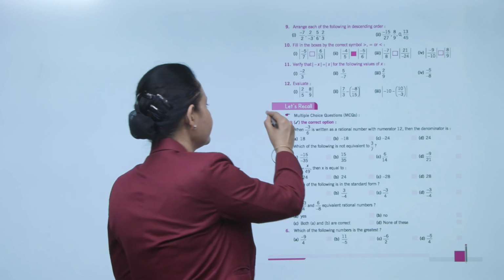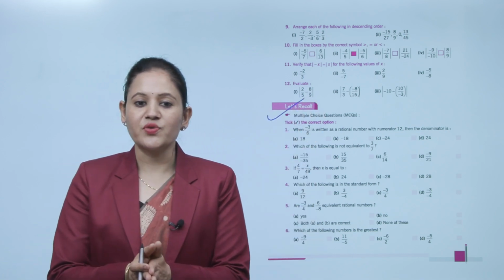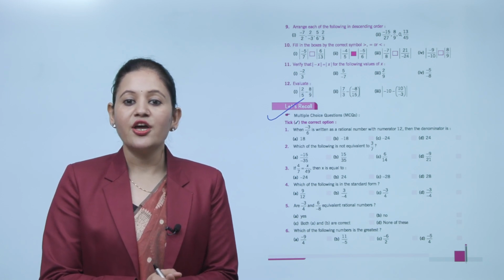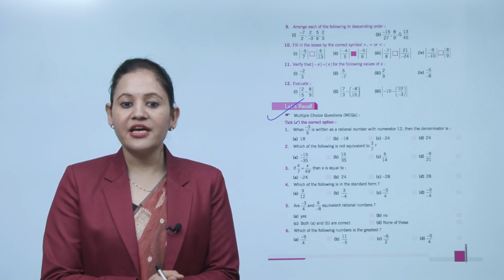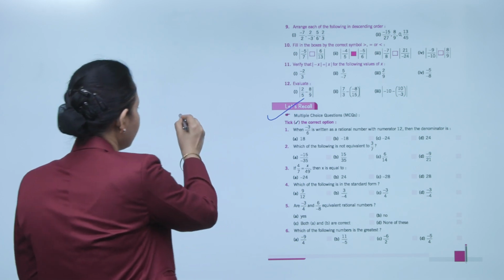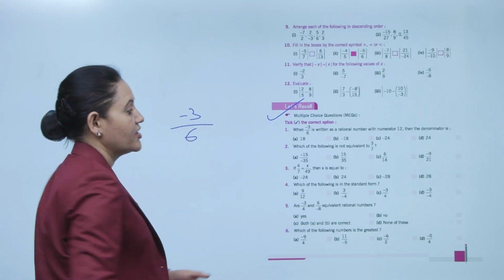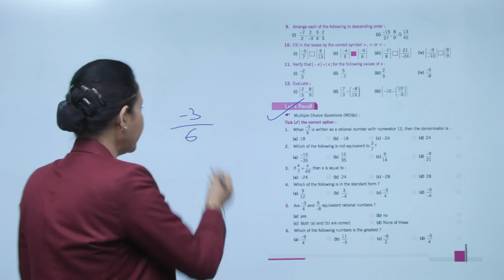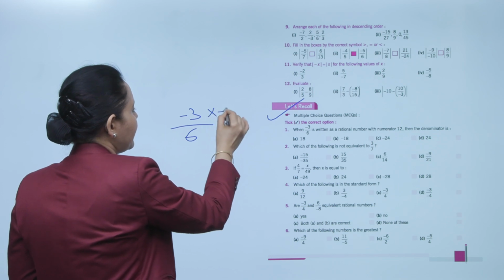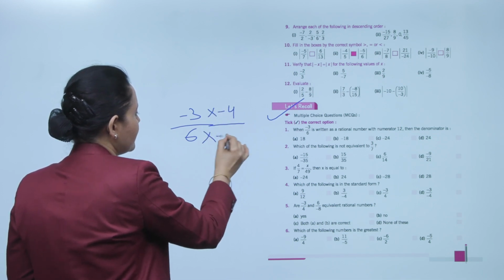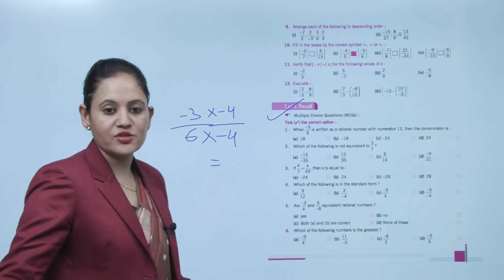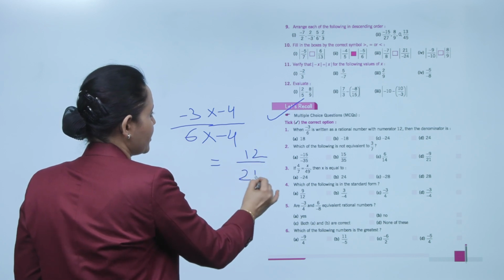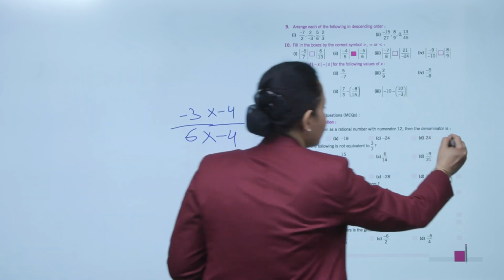Let's recall. Multiple choice questions. Take the correct options. When minus 3 upon 6 is written as the rational number with the numerator 12, then the denominator is? Numerator 12. So, minus 3 by 6. So, what will we multiply 3 by? We'll multiply by 4, then we'll get 12. But it is positive 12, that means multiply by minus 4. That means here also we will multiply by minus 4. So, that is equal to 12 upon 24. So, D is the correct option here.